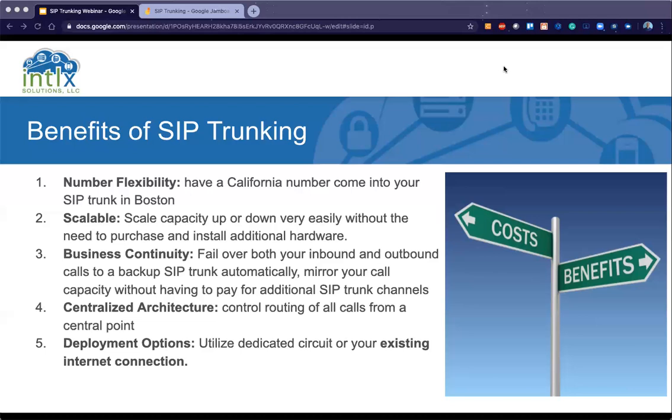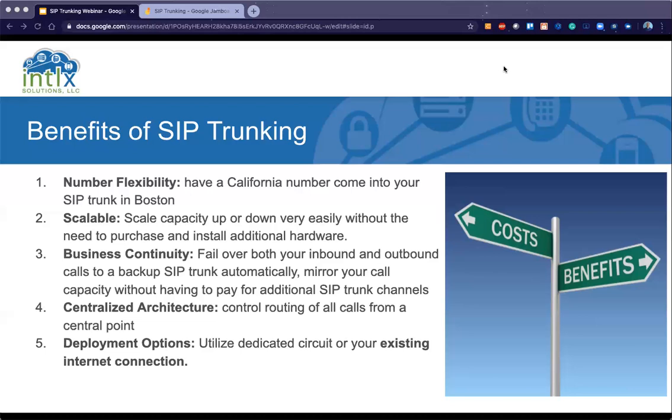So, we can say the phone system can handle 1,000 calls, but maybe you're only paying Verizon for 50. If you order 50 more channels, you just do that. And now all of a sudden you've doubled your calling capacity by placing an order online. We don't need to visit the phone system. We don't need to log in. We don't need to do anything at all. That's a big one.